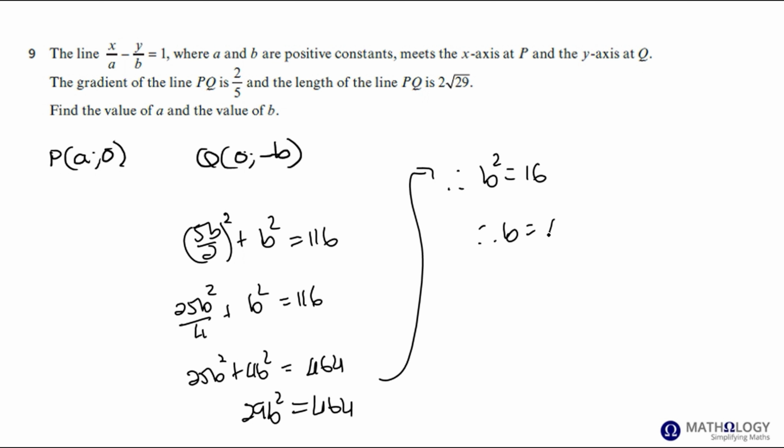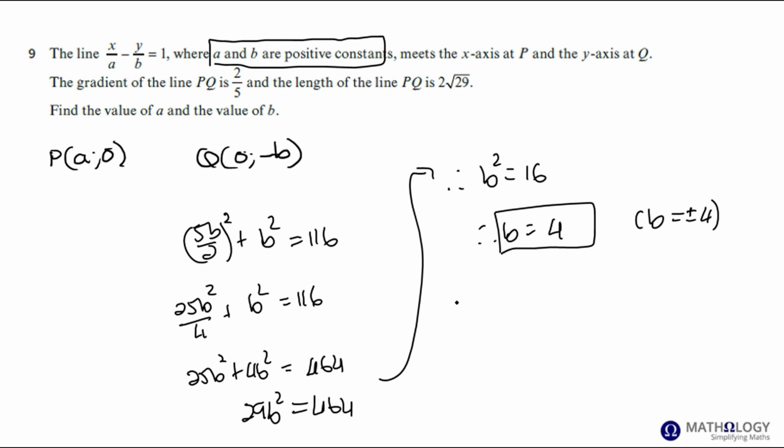Therefore b equals 4. b squared equals 16 is a quadratic, and ordinarily b would equal plus or minus 4, but they did say that a and b are positive constants. So therefore, b equals 4. a equals 5b over 2. That's 5 times 4 over 2. Therefore, a equals 20 over 2, which is 10. So a is 10 and b is 4.